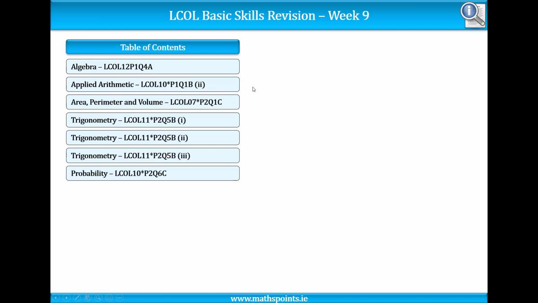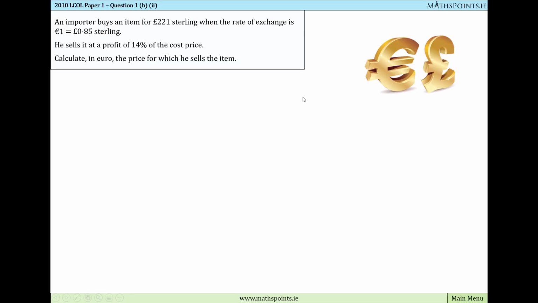So let's take a look at this currency question from the Leaving-Cert Ordinary Level paper in 2010. The question tells us that an importer buys an item for £221 sterling when the rate of exchange is €1 equals 85 pence. He sells it at a profit of 14% of the cost price. So we want to calculate in euro the price for which he sells the item.